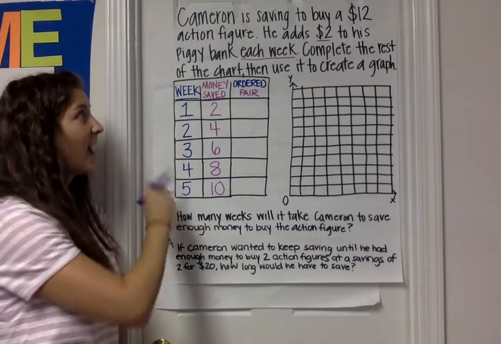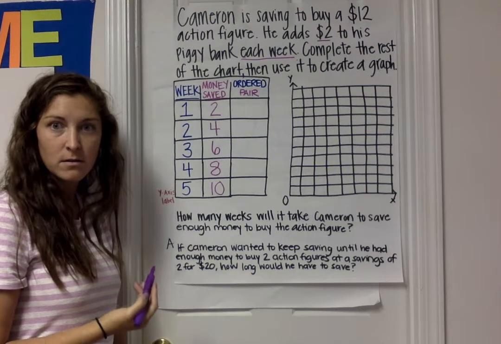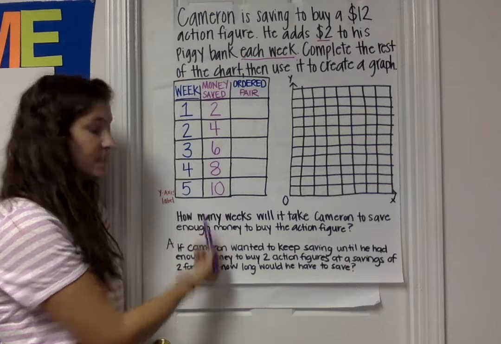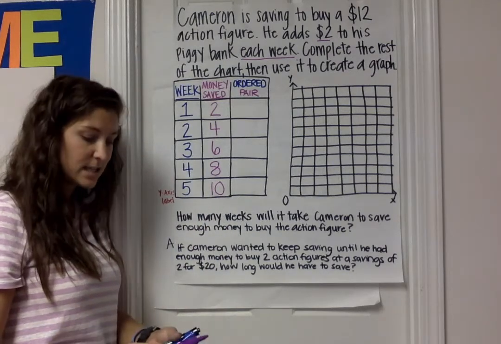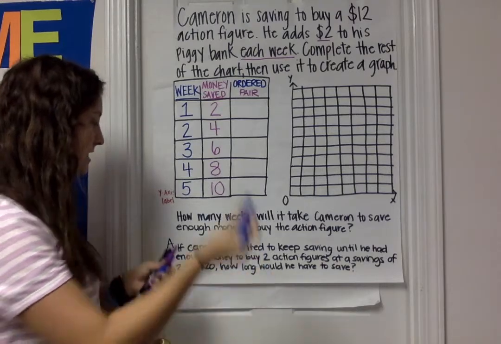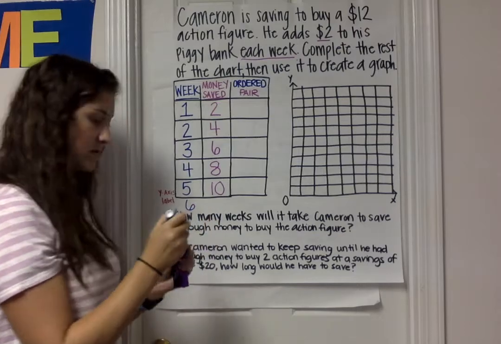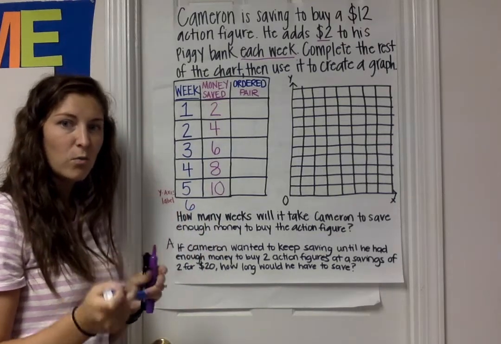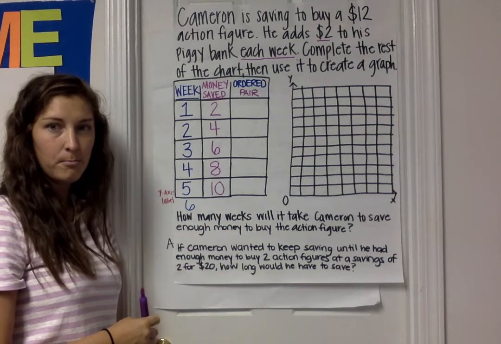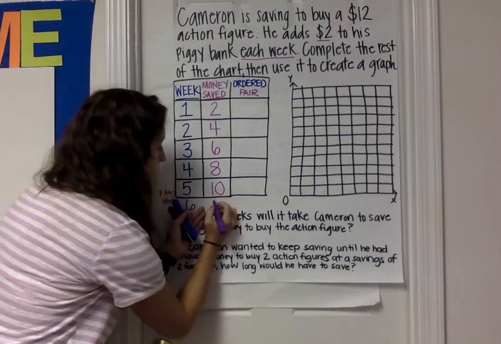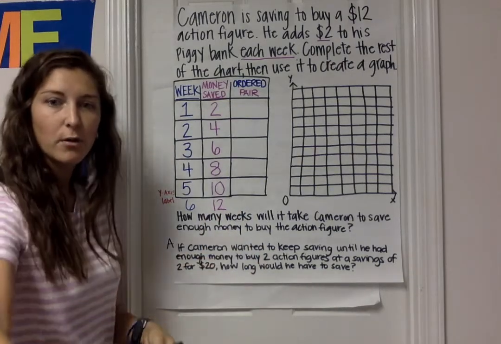Now, does he have enough for his $12 action figure yet? No, he doesn't. He only has $10 put back, okay? So if he only has $10 put back, then we need to extend our chart down to week 6 here. So on week 6, how much money would he have put back? Okay. Good, it would be $12. And what we've got to do now is come up with our ordered pairs.